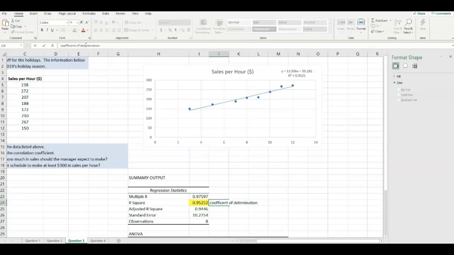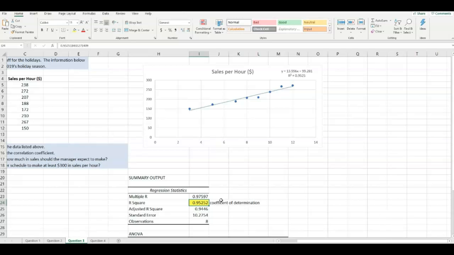That is telling us how well this trend line, this regression line, fits our data. So we want a regression to come back with an R squared of a number as close to 1 as possible. Here, 0.95, that means that our regression line fits pretty well. So we're good here.